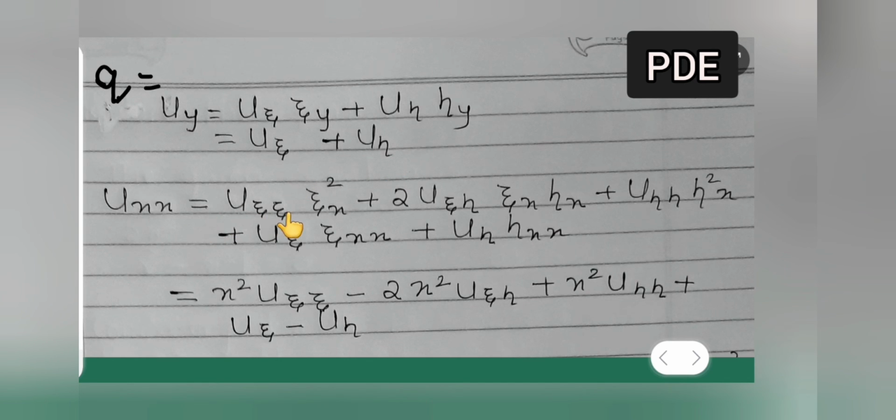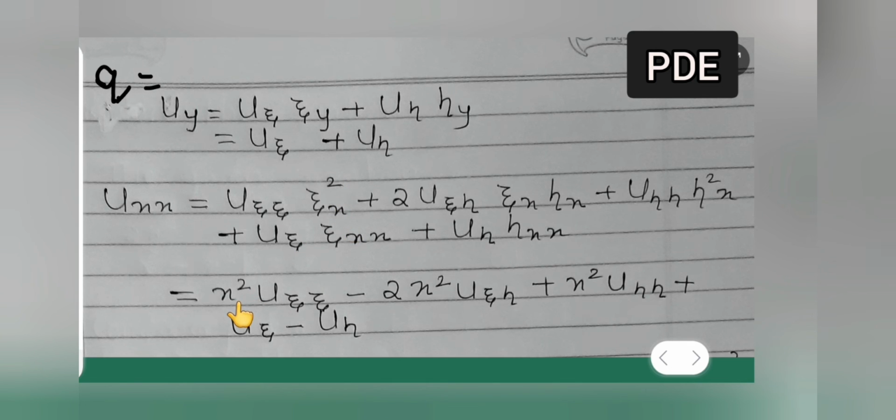So now u_xx's formula is: u_xixi into xi_x square plus twice u_xieta into xi_x into eta_x plus u_etaeta into eta_x square plus u_xi into xi_xx plus u_eta eta_xx. Now this is equal to what? Plug the value of u_xi as it is. What is xi_x square? It was nothing but x square.